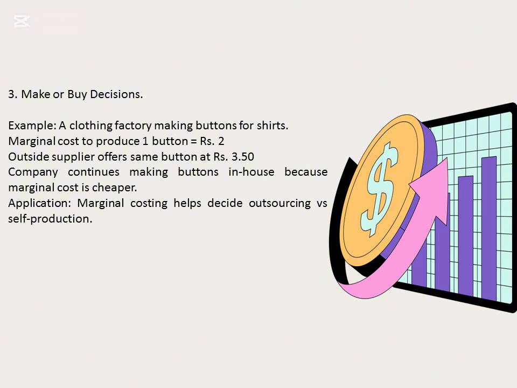Third subtopic is make or buy decisions. A garment factory that produces buttons for shirts has a marginal cost of producing one button of 2 rupees. An outside supplier provides the button for 3.50 rupees. This company continues making buttons in-house because the marginal cost is cheaper. As an application here, marginal costing helps decide self-production.